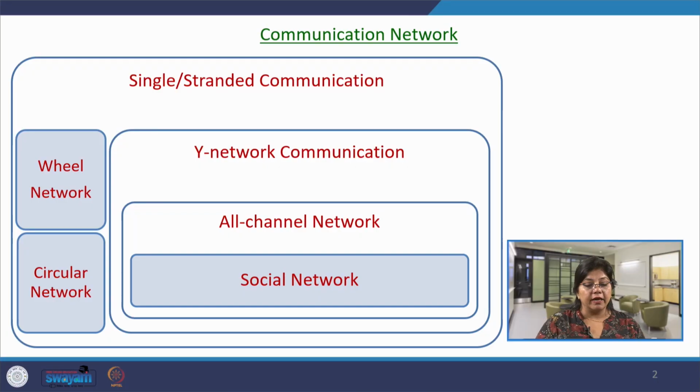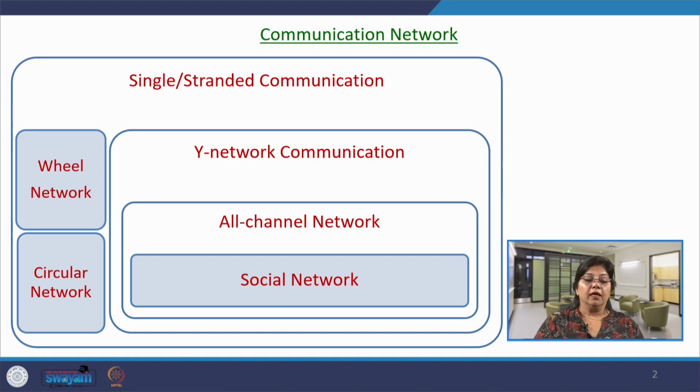There is not only one network that is followed in any organization to function effectively. There are different channels of communication or networks that work as per the structure of the organization. So, what are those networks? There are 6 kinds of communication networks that can exist in any organization depending on the structure.